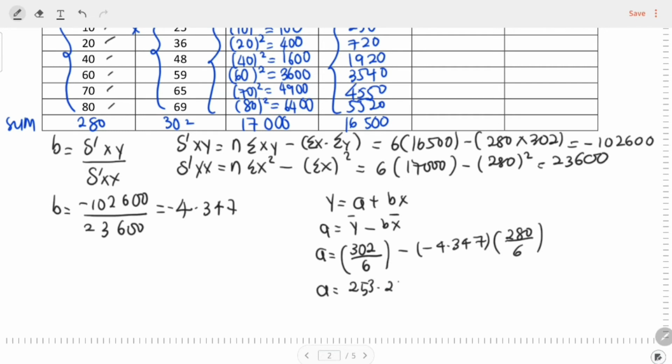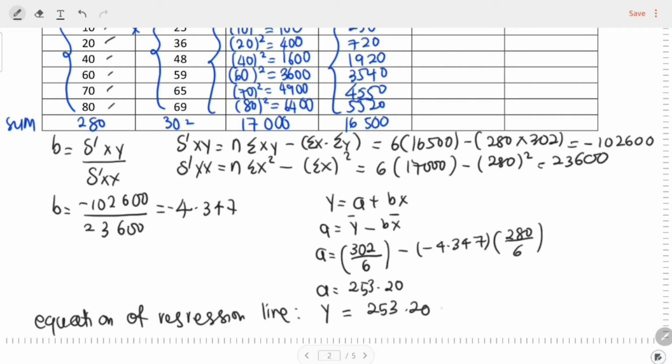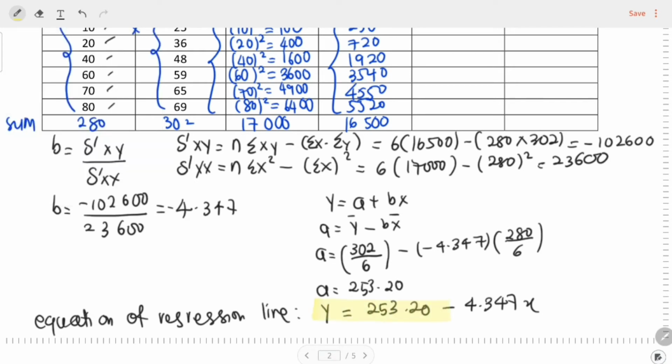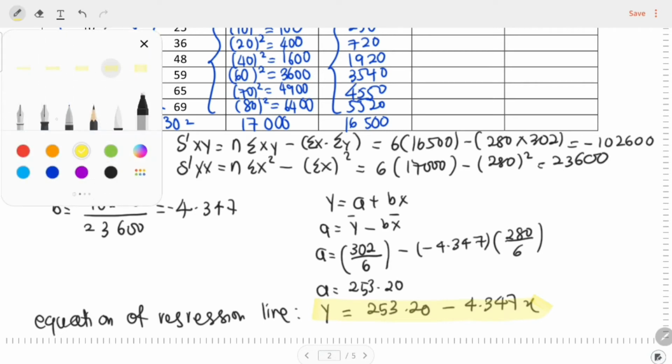253.20. So let's rewrite. So your equation of regression line is y equals your a, 253.20. Okay, so b should be plus, but since your b is negative, so minus 4.347x. Okay, so from this calculated equation of the line, you can later predict the y values from the given values of x.